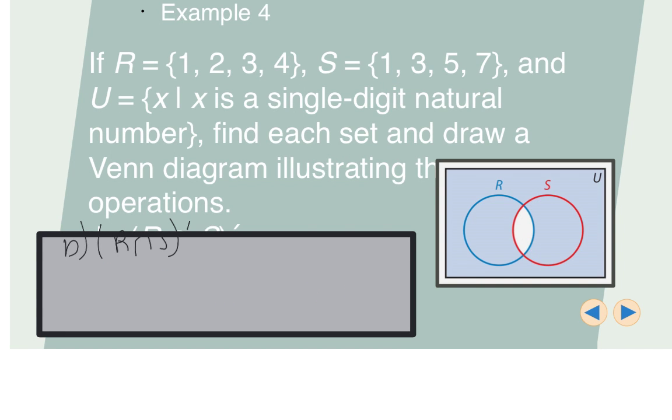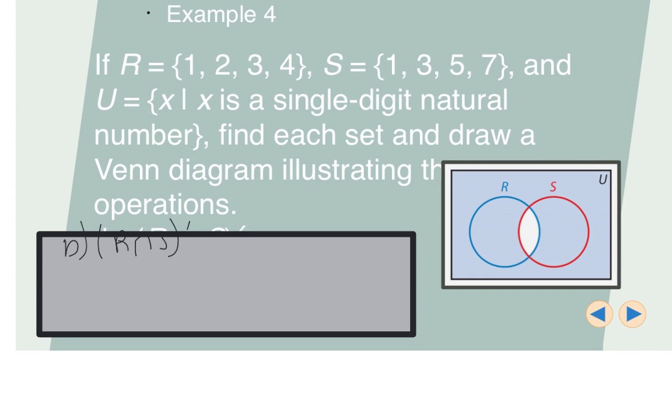Example 4b, the complement of R intersection S. Before we define the complement, let's go ahead and get the intersection first, which will look like this. Here's my R, here's my S. Then intersection is the one that matches, which is what? 1 and 3. That matches.